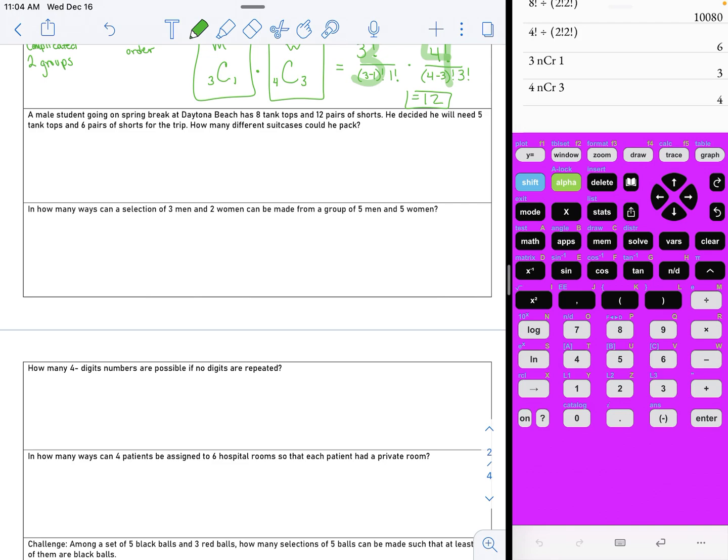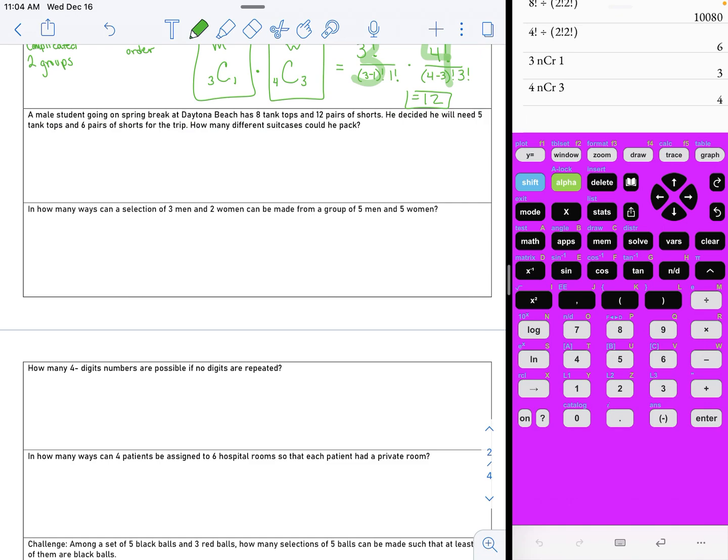So if they didn't have this part here that I'm highlighting, if it just said how many different outfits does he have, he has 8 times 12. He has 96 different outfits. But that's not the question. The question doesn't say, hey, he's bringing all of his clothes. The question is, how many different types of suitcases could he pack, like a combination of those?